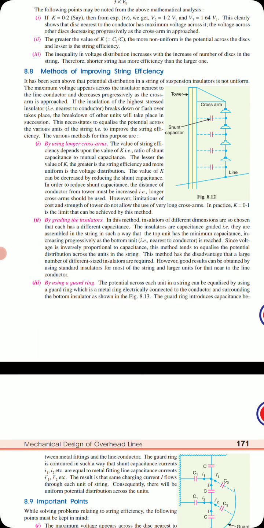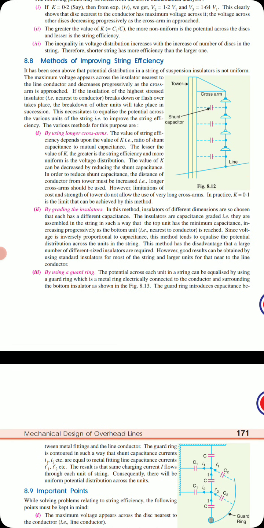So the insulators are capacitance graded. They are assembled in the string in such a way that the top unit has the minimum capacitance, increasing towards the bottom unit, the unit which is near the conductor, which has the maximum capacitance. Since voltage is inversely proportional to the capacitance, this method tends to equalize the potential distribution across the string. By this we can improve the string efficiency.